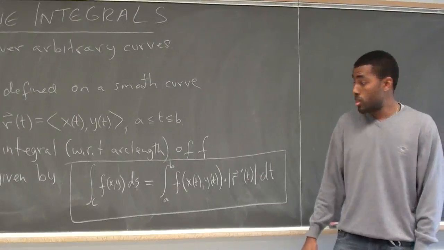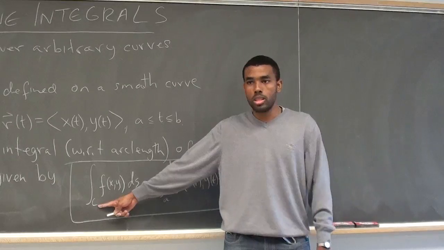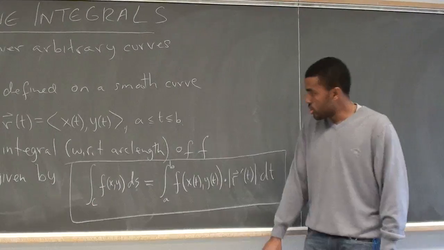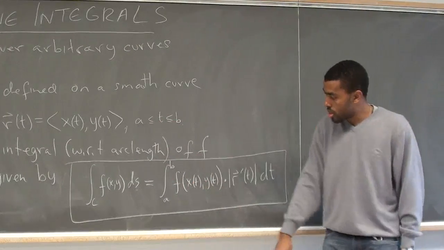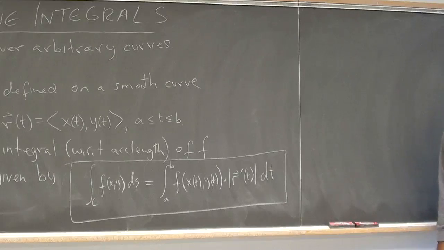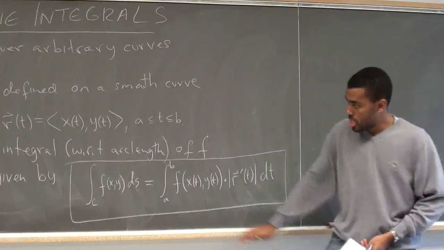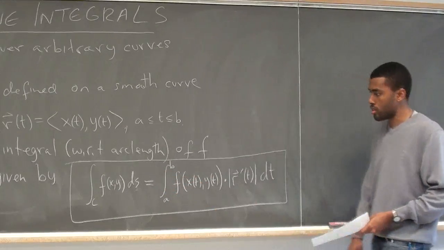Is there no limit on the first one? No, it says along C. This is just notation. Curve, yeah. This means you're integrating over this curve, right? And you make that explicit by doing the limits on the parameter and plugging in. Right? So this is just notation here. So if you see this, it means compute the line integral over the curve C with respect to arc length, right?